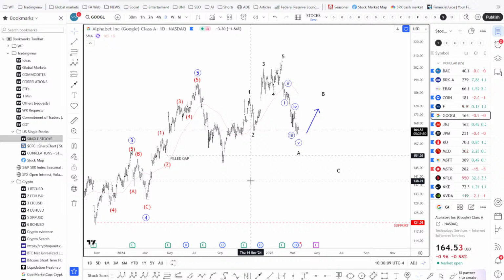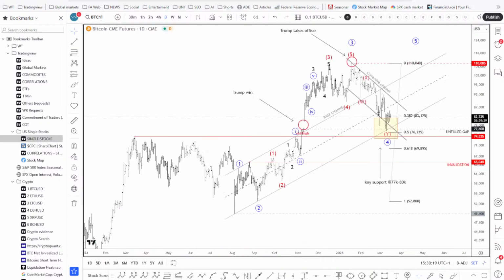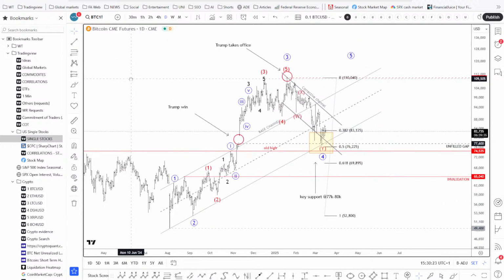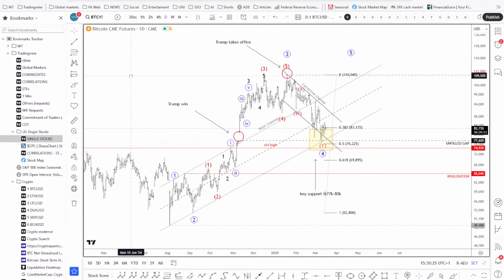But I would not be surprised if stocks would start looking very nice, in much better shape, maybe after the Fed and Powell on Wednesday. Now let's take a look also at cryptocurrencies real quick. Nothing has changed actually since last week when we also looked at some of the on-chain data as well. But looking at Bitcoin futures, we are still holding this channel support.